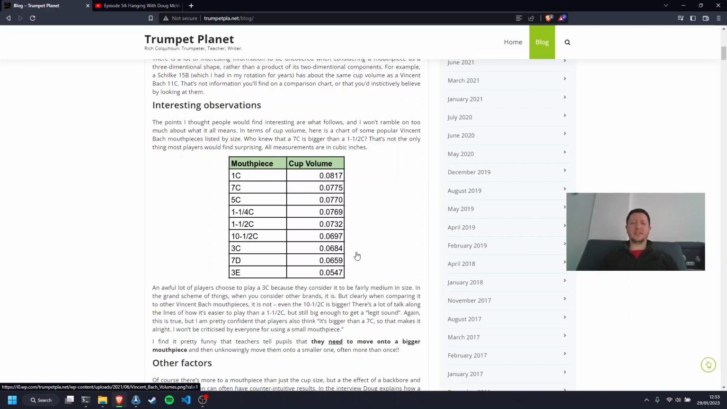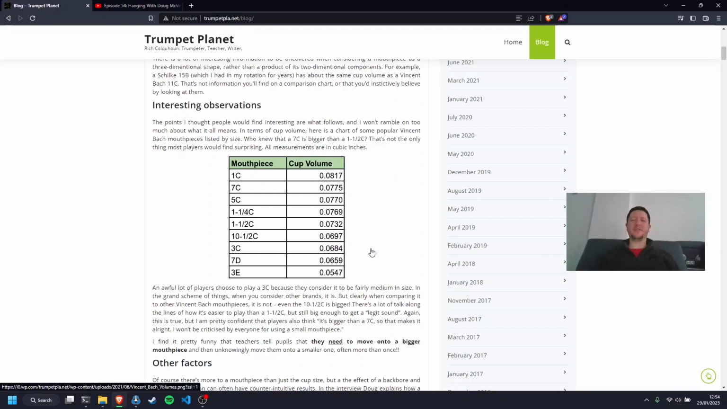But what I'm doing is, I can't really play commercial music on a 1.5C, and I want to use the same mouthpiece all the time, and so I use a 3C because I can get away with that, and I'm not going to get criticized by my peers. And it's like, oh, hang on a minute, 3C happens to be one of the smallest Vincent Bach mouthpieces, or at least of the ones that I selected for this chart.